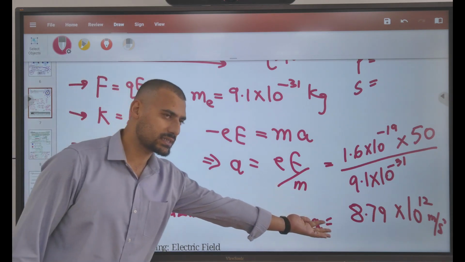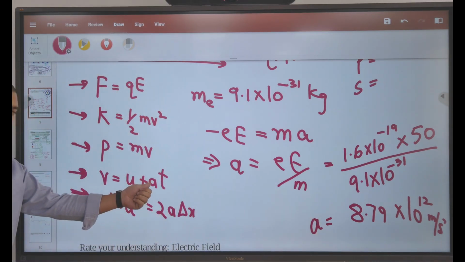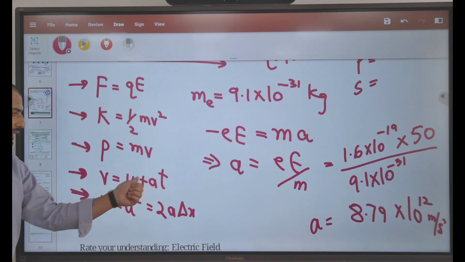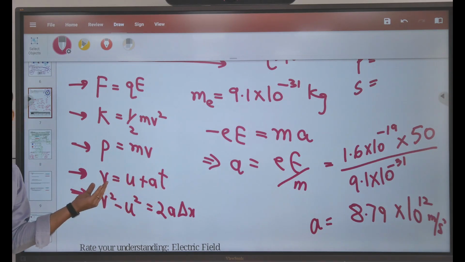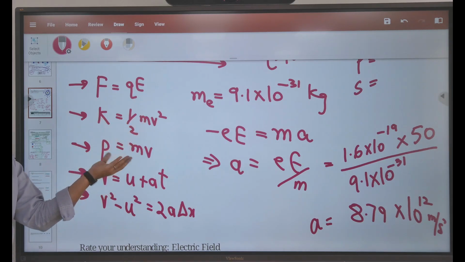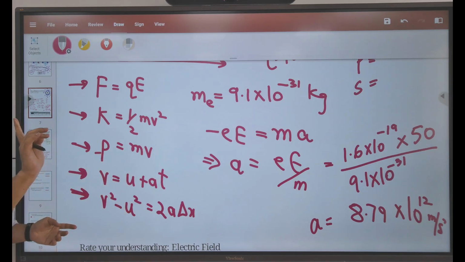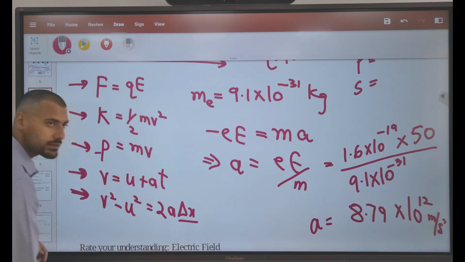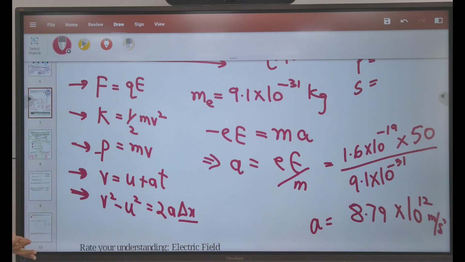Now you have the acceleration. You put it here. You have the time. Initial velocity is 0. You find final velocity. When you find final velocity, you can find kinetic energy, you can find momentum, and also you can find delta x, isn't it? Khalas, that's the question. Is that clear? So the rest of the parts are your homework. You try to solve it and give me the result.